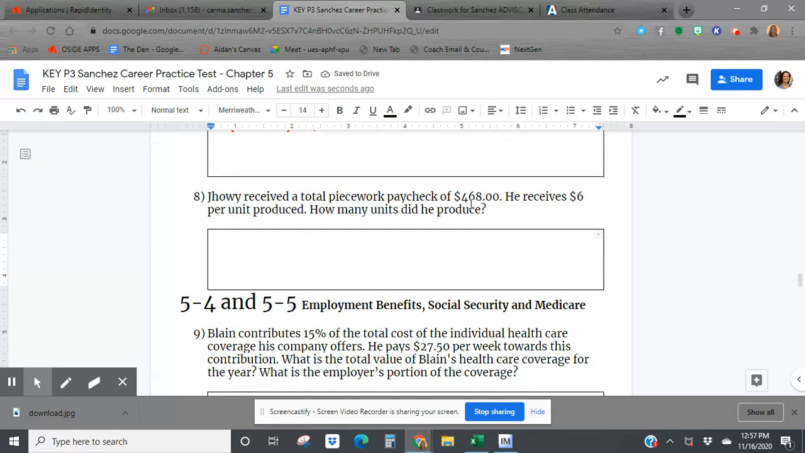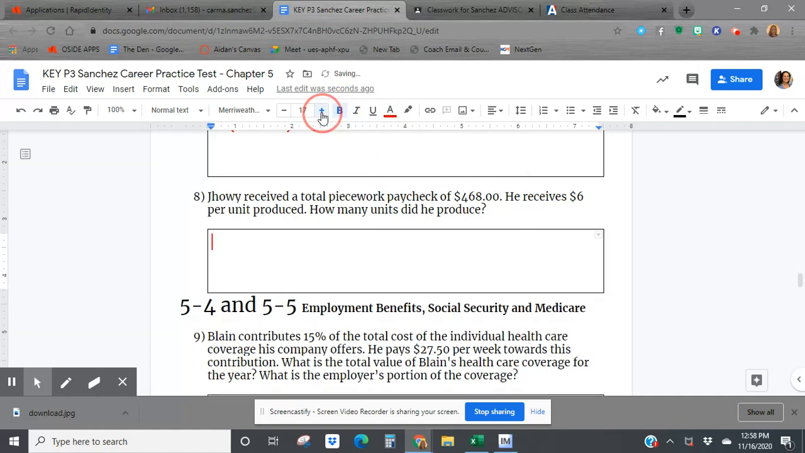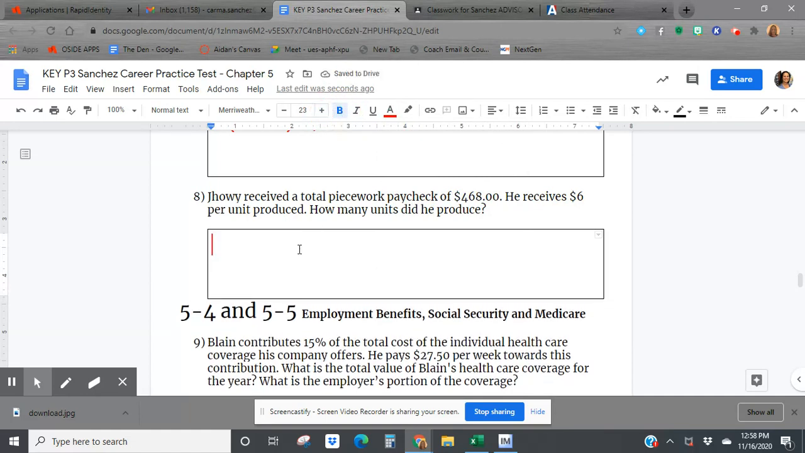All right, total piecework pay for Joey is $468. So if he gets $6 per unit, 468 divided by that $6 per unit means that he made 78 units.